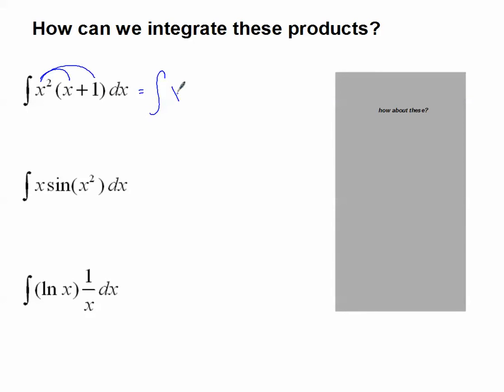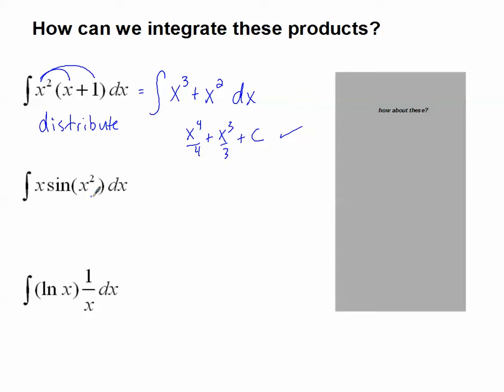So this integral can actually look like the integral of x cubed plus x squared with respect to x, and then we just integrate as normal. So this one is just distribute, and then there's nothing fancy that we need. X to the fourth over 4 plus x cubed over 3 plus C, and done.